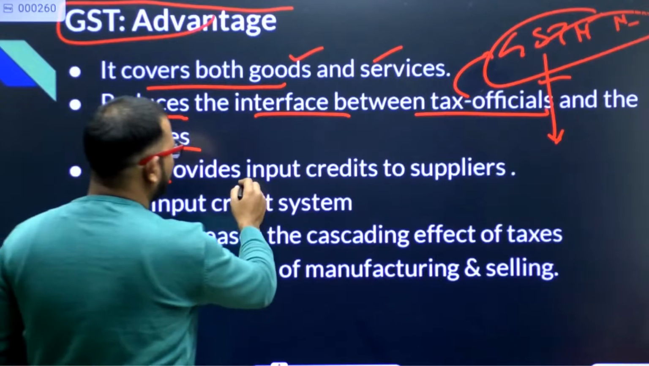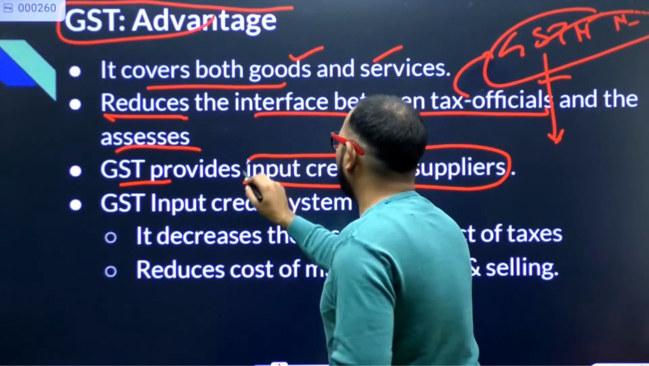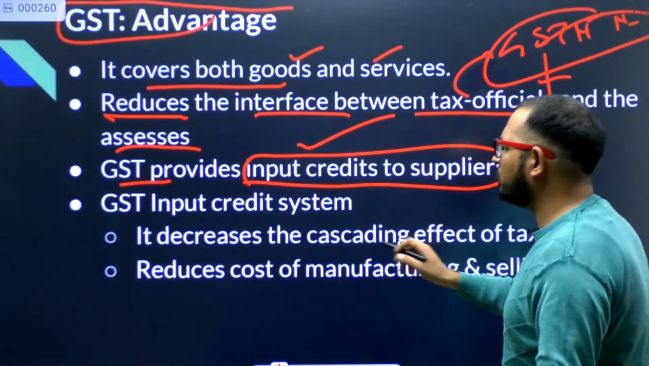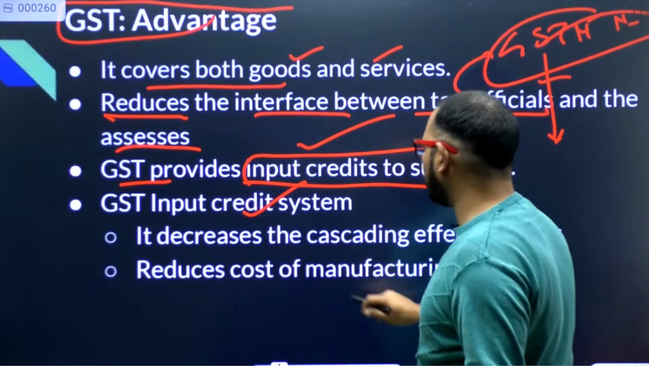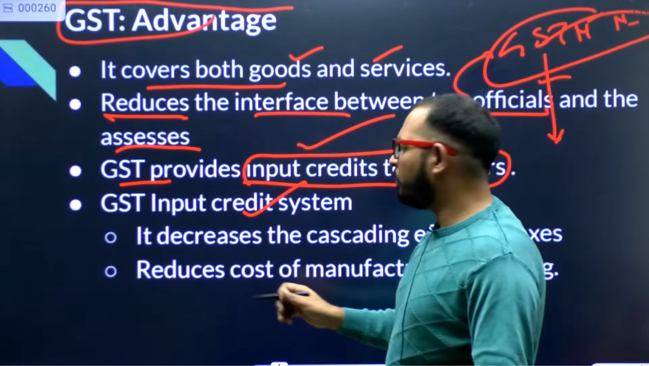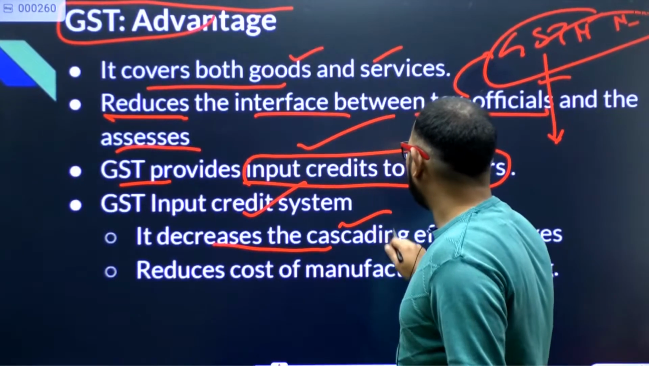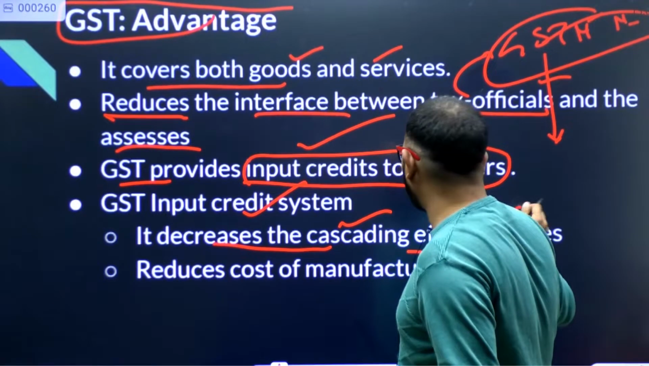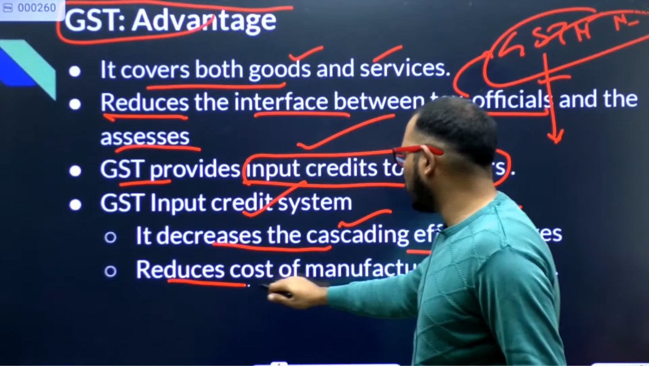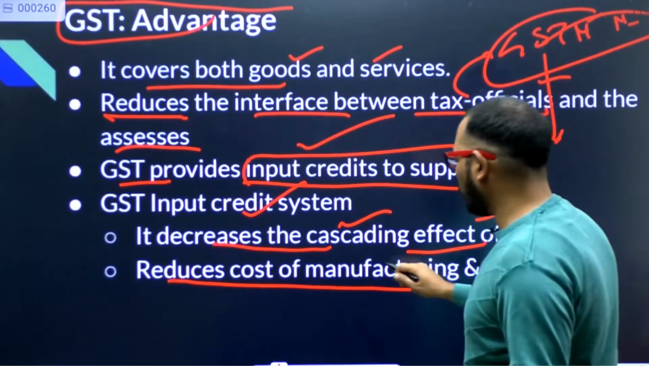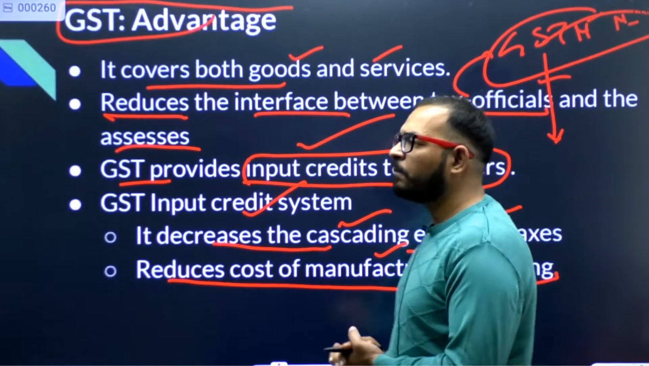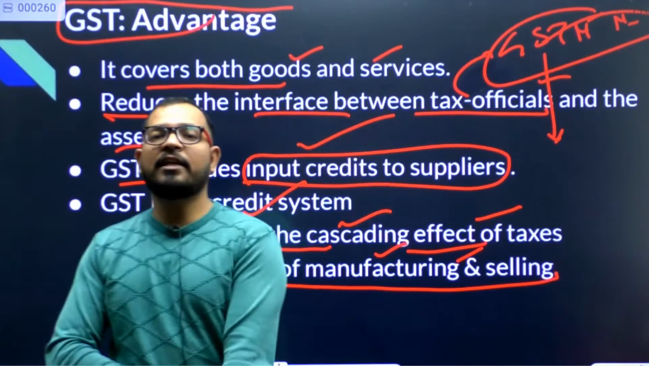GST provides input tax credit to the suppliers. Yes, we have already seen how the GST input tax credit system is helping. Basically, it is decreasing the cascading effects of taxes. It has also reduced the cost of manufacturing and selling. It has also reduced the final consumption price.